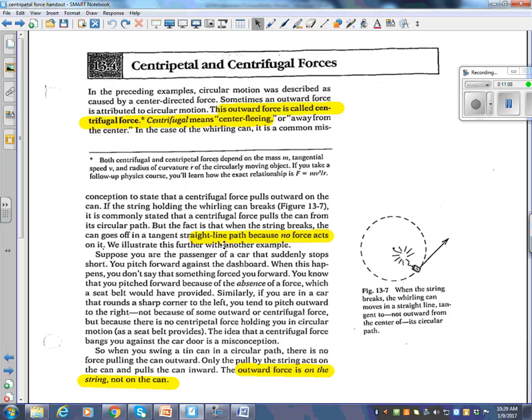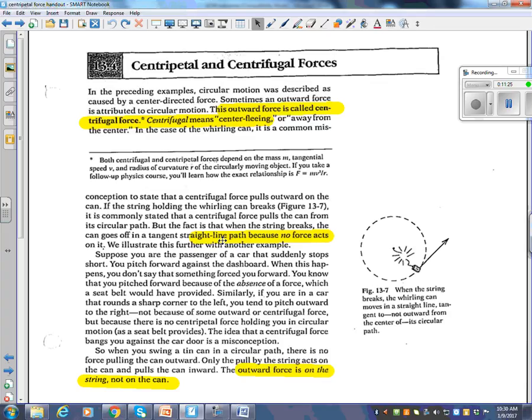Looking. How come the rubber stopper flies? It's not because of the force. It's because there's no more force. Objects in motion stay in motion. So when I let it go right there, right? I should have let it go right there. Right? So it was headed that way.